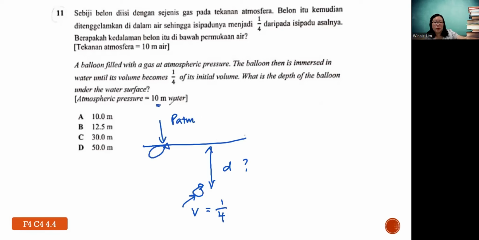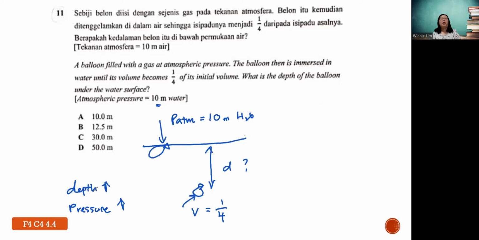Okay, and they also tell you the atmospheric pressure is 10 meter water. So basically, for what you learn in Form 5, when the depth increases, what happened to the pressure? Pressure also increases. So this is what you learn in Form 5.